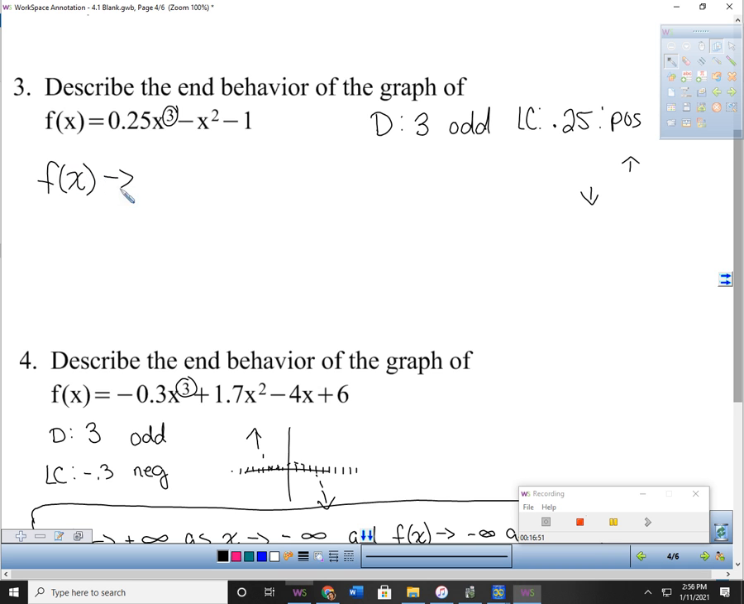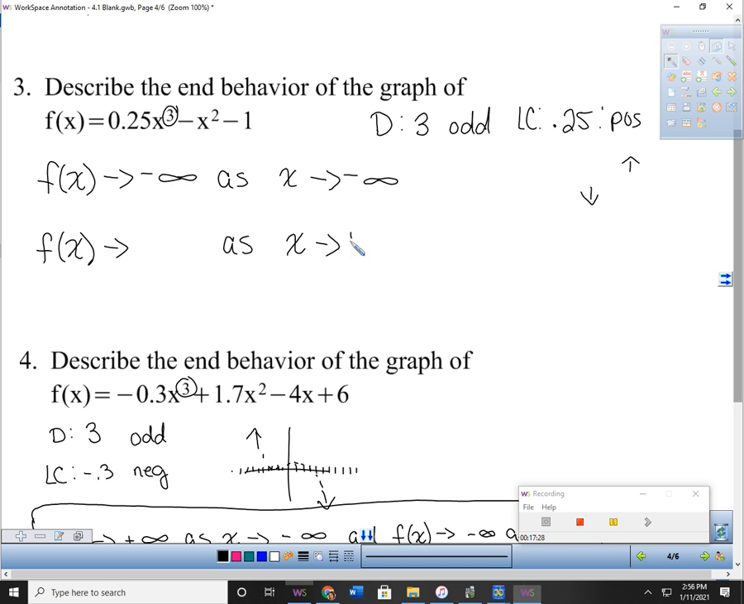So f of x is going to approach something as x approaches something. And then same thing for the other side of my graph. F of x approaches something as x approaches something. So on the left side, that means you're talking about this part, right? So that would be when x goes towards negative infinity, the left side of your graph. Your graph is going which direction? Down, so that would be negative infinity.